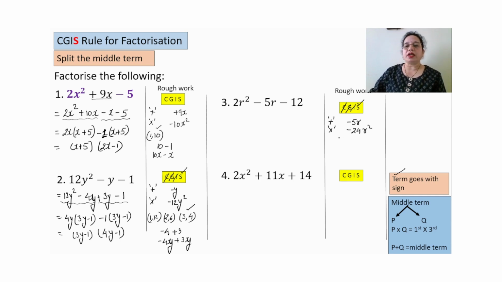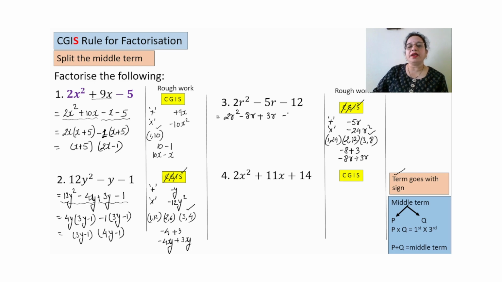So let us find the factors of 24: 1 and 24, then 2 and 12. Again, 2 12s are 24, but with 12 and 2 you won't get 5. So go for the third one. 3 8s are 24. Yes, with 3 and 8 you will get the 5. So this is the correct one. Since your middle term is negative, this number should be minus 8 plus 3, and with the variable, minus 8r plus 3r. So just write down over here 2r square minus 8r plus 3r minus 12.